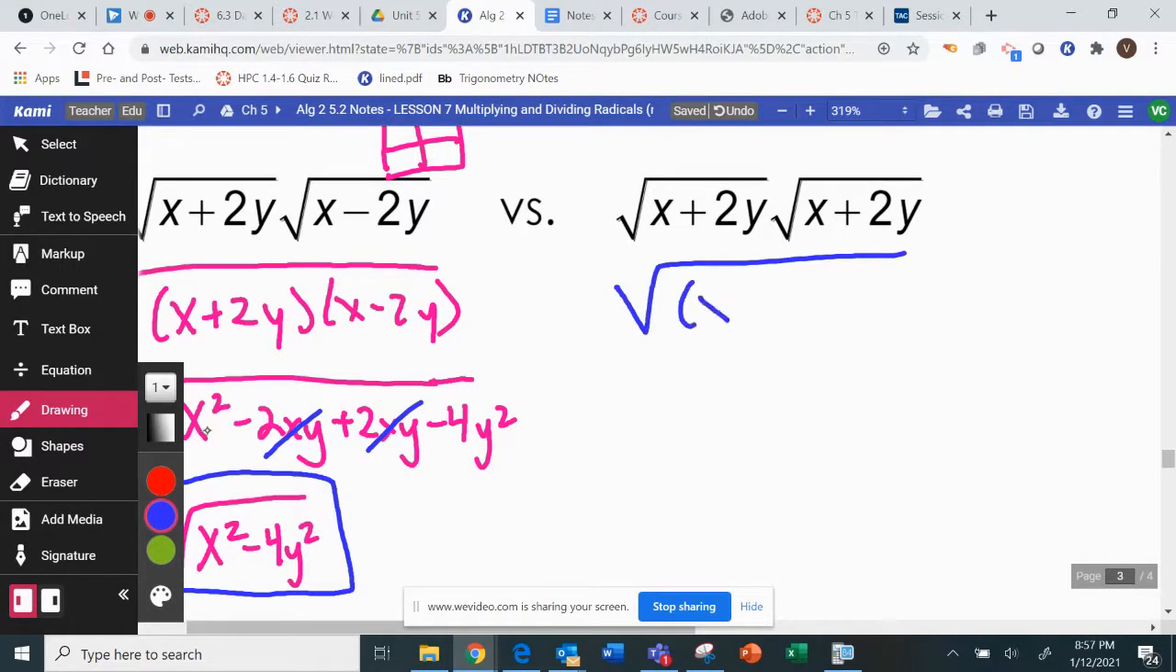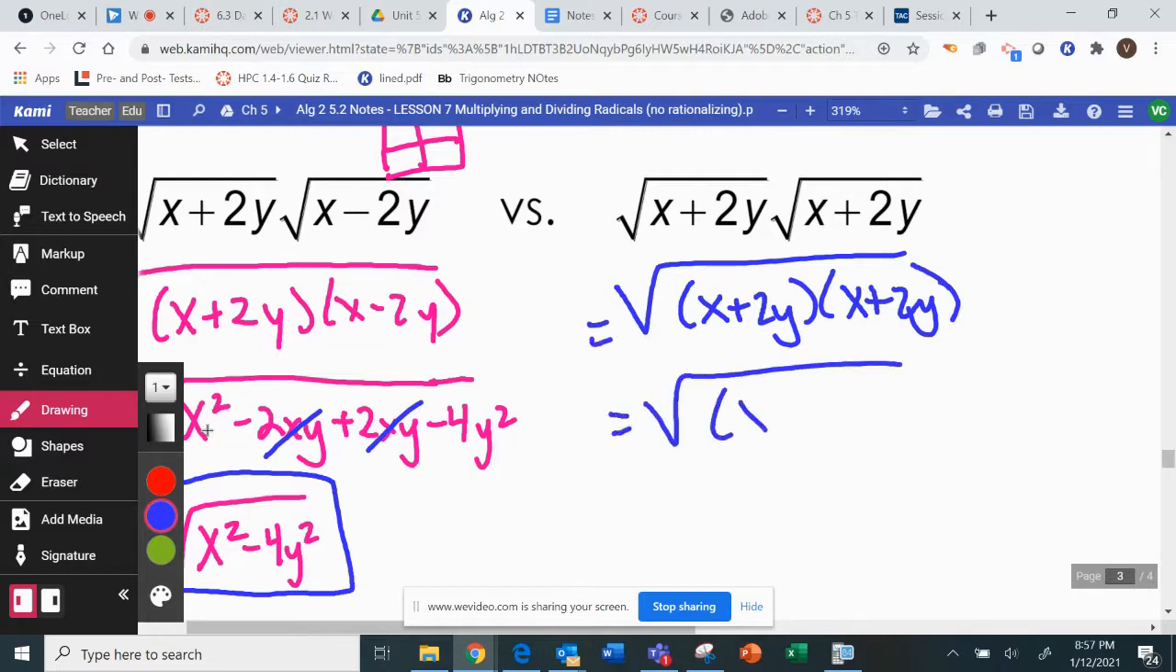This one will have x plus 2y times x plus 2y, which gives me x plus 2y squared. Now, I could FOIL this, but I'm not going to, because what I did when I combined them is I now have the square root of an entire thing that is squared. So it doesn't even matter what's under here. I don't care what's under there. If I have the square root and the squared, they're inverse operations and they undo each other.